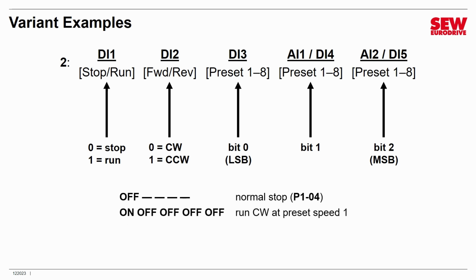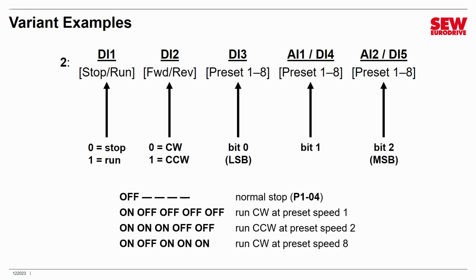Now, if you put an on in digital input 1, the VFD can run. If you have an off in digital input 2, it will turn clockwise. And then if you put an off, off, off in digital inputs 3, 4, and 5, that will give you the binary pattern 000. That picks the first preset speed number 1. If you set digital input 1 on, digital input 2 on, you will get counterclockwise rotation. And if you send an on, off, off in digital inputs 3, 4, and 5, that's the binary pattern 100. That picks preset speed number 2.